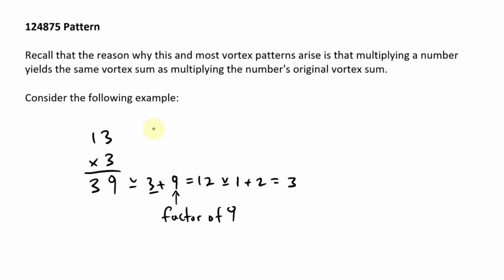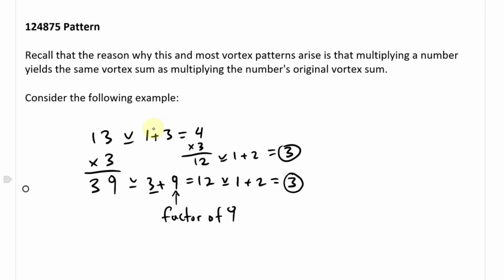Or you could go here: v equals 1 plus 3 equals 4, and then multiply it by 3, which is 12, and v equals 1 plus 2 equals 3. So these are the same. Always the same, like that.